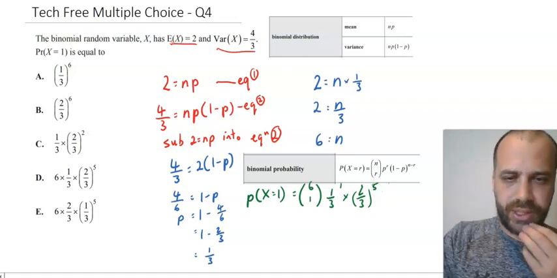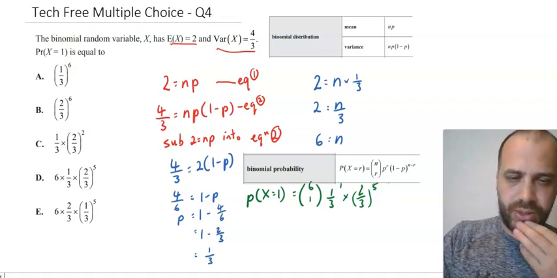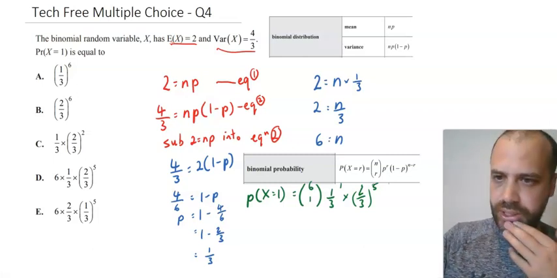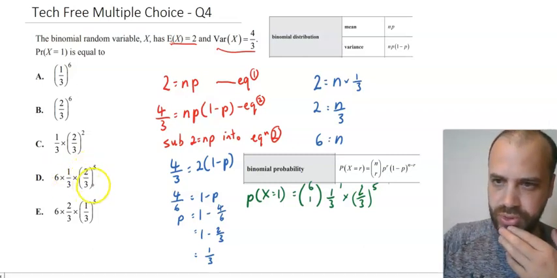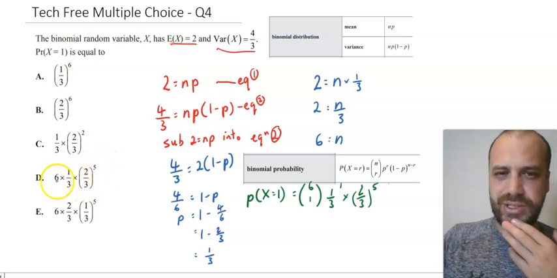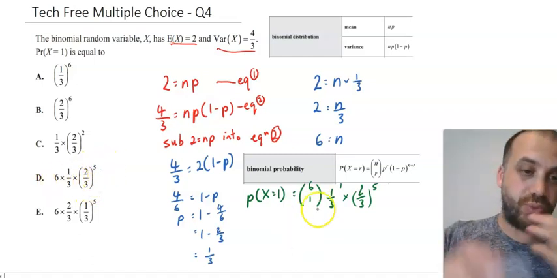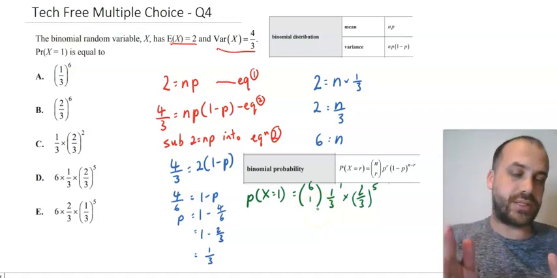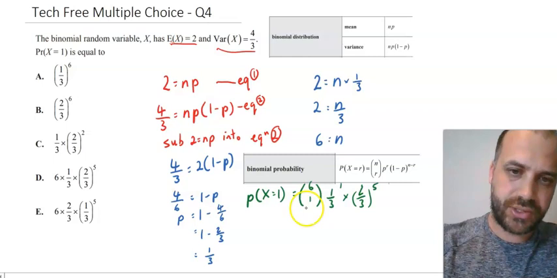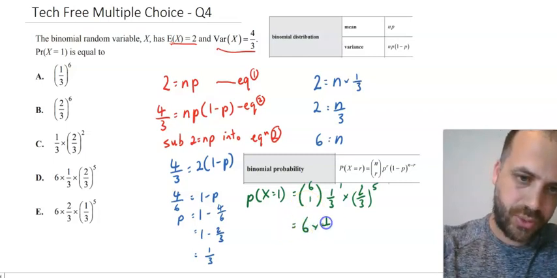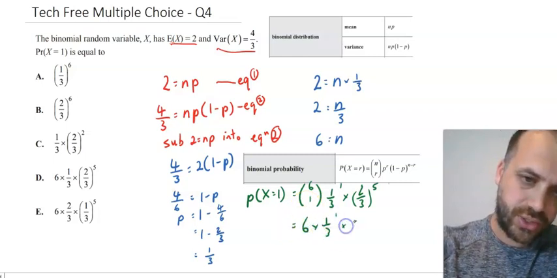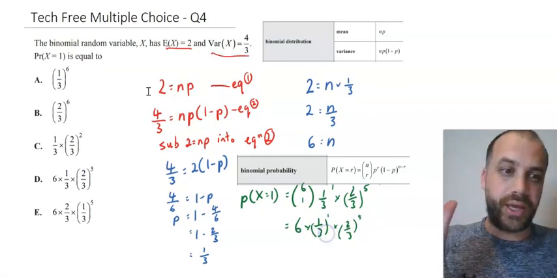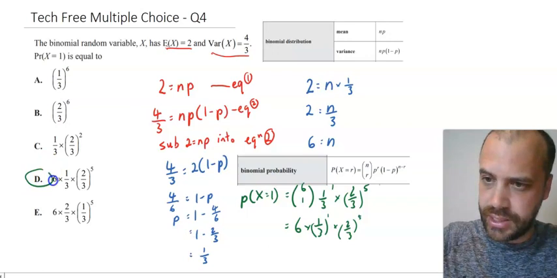We're looking for something that looks like this: 6 choose 1, 1/3 to the 1 times 2/3 to the 5. What's this 6 doing out the front? 6 choose 1 is equal to 6. There are 6 different ways that you can have 1 success from 6 trials. So 6 times 1/3 to the 1 times 2/3 to the 5. Our answer here is D.